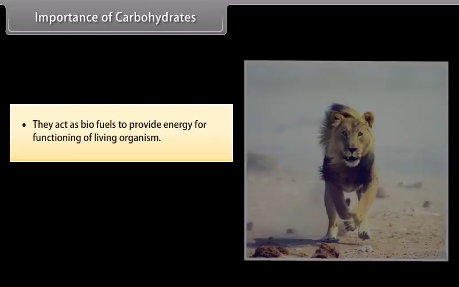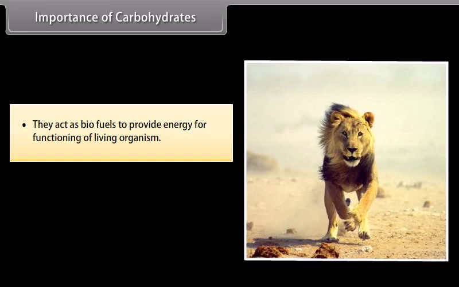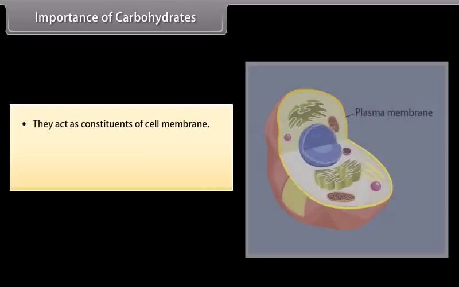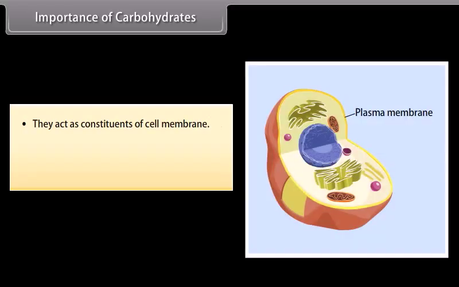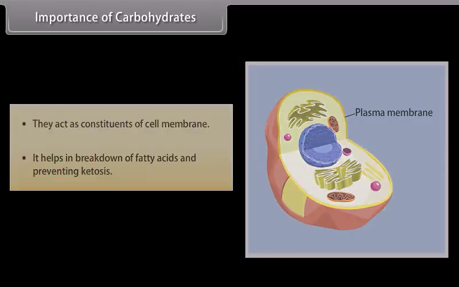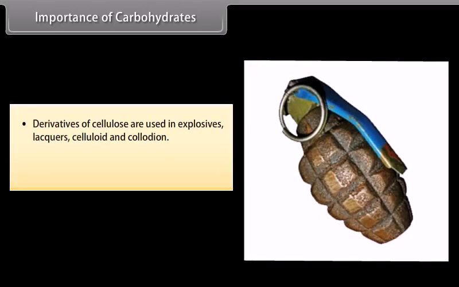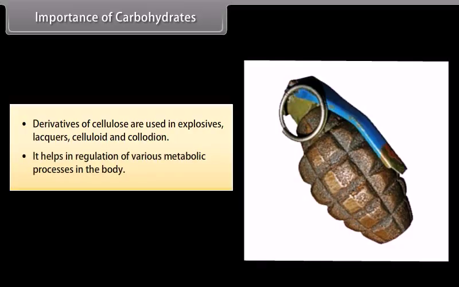Importance of carbohydrates. They act as biofuels to provide energy for functioning of living organisms. They act as constituents of cell membrane. They help in breakdown of fatty acids and preventing ketosis. Derivatives of cellulose are used in explosives, lacquers, celluloid, and collodion. They help in regulation of various metabolic processes in the body.